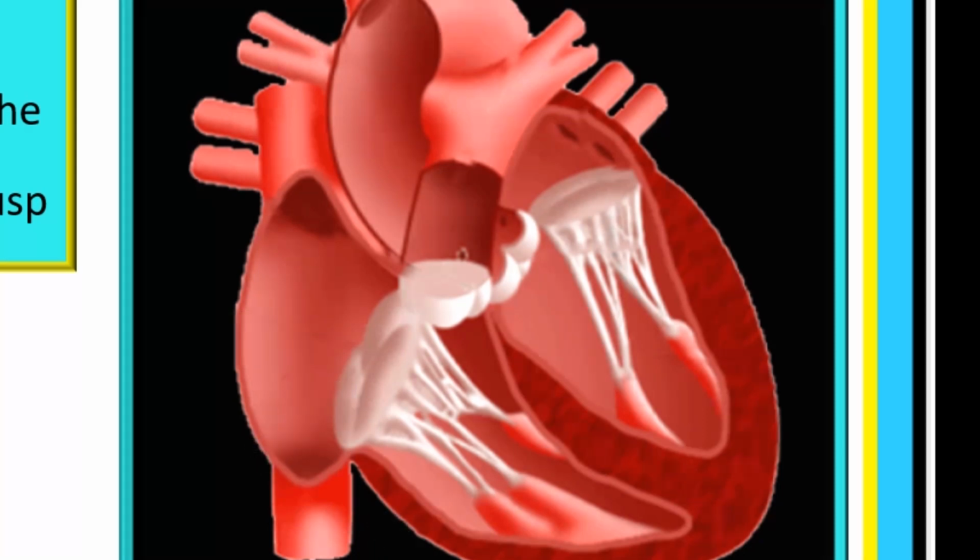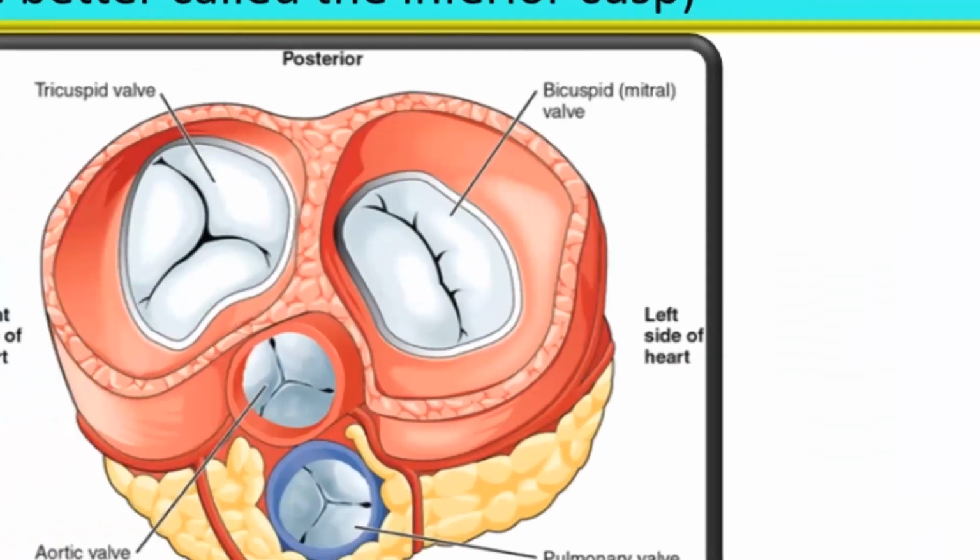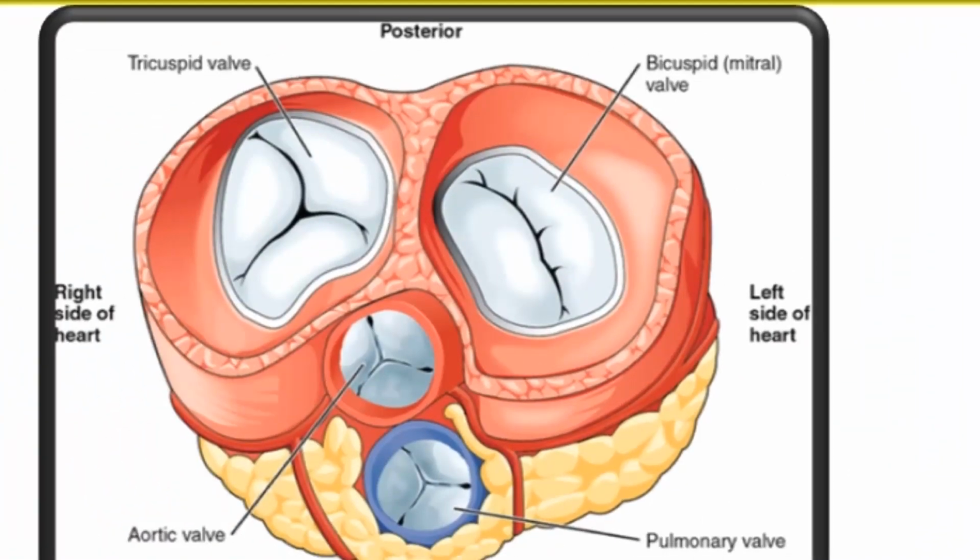If we take another view, from this view, we can see all the valves in the heart. Here we have the 3 cusps, the tricuspid. Now, in the left part, this is the bicuspid, and then here we have the pulmonary, and then the aorta.